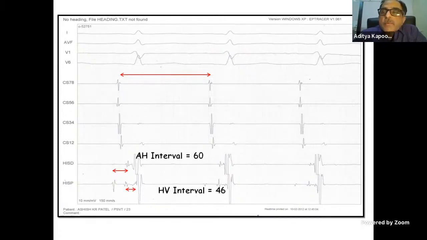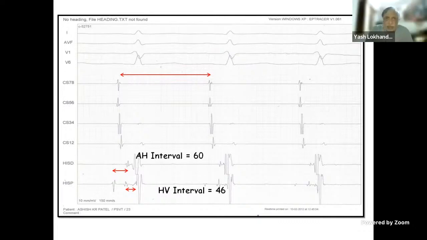Dr. Vivek, any inputs, any suggestion to the students? Yes, Sriram made a mistake when he said HV interval, and that's what many people get wrong. The A to H interval: the A in the His bundle recording and the H in the His bundle recording. But the H to V is the H in the His bundle recording to the earliest ventricular activation. Now, where is the earliest ventricular activation in normal sinus rhythm? Is it in the His bundle recording or in the surface ECG?